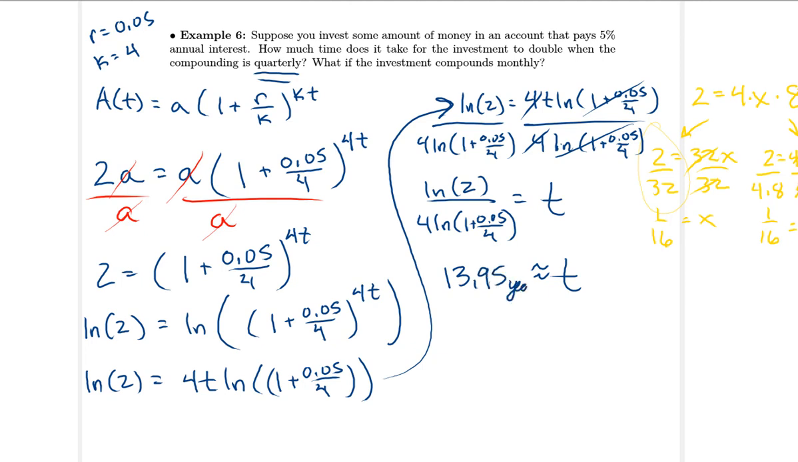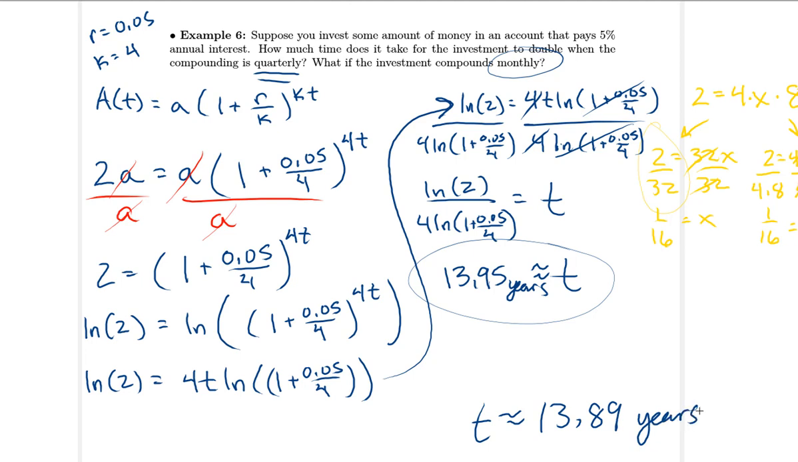So going back here, t is approximately 13.95 years. A good practice to see if you're feeling okay about all this is to do the same thing, but if it compounds monthly. What do you get? I'm not going to do the work for it, I'm just going to give you the answer, but I want you to try to come up with this yourself. You should get something very close to our other answer, 13.89 years.